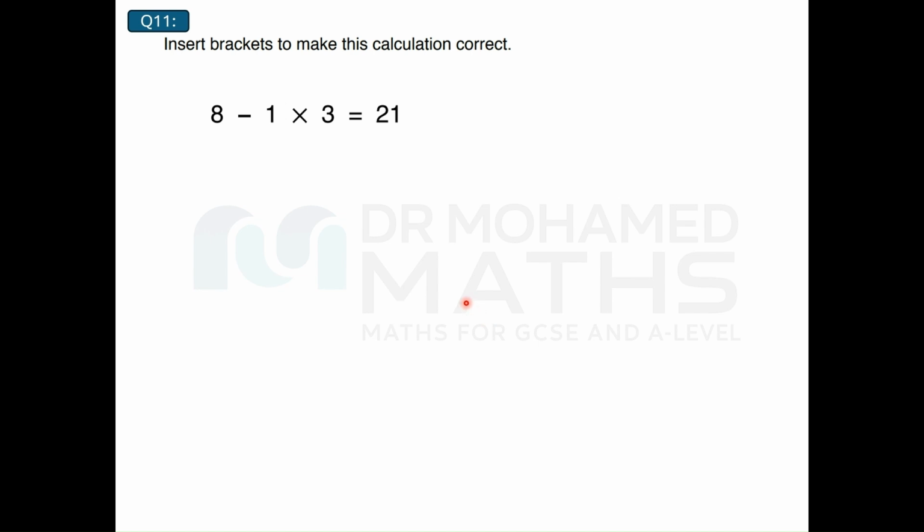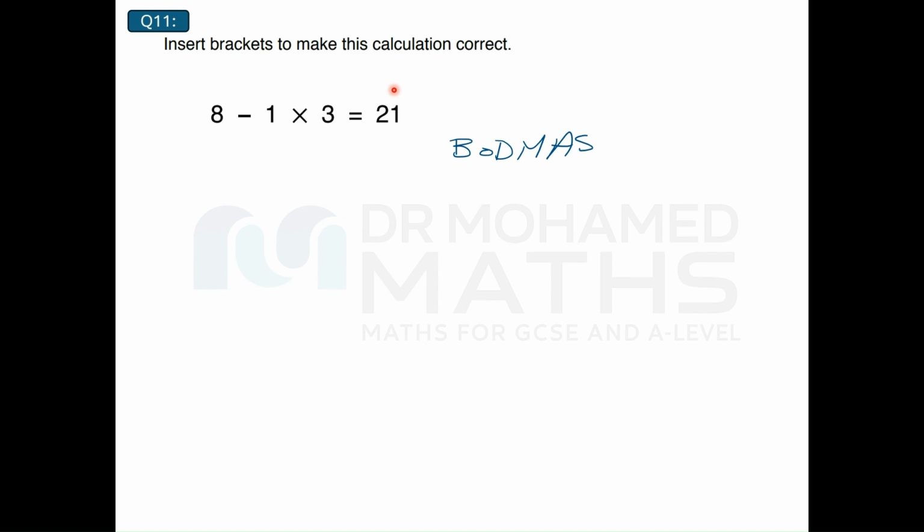Then to jump to the next question here, it's BIDMAS or BODMAS. Both represent the same thing, it's just different. I and O here stand for others. I here stands for indices, but it's the same approach. Here the question asks you to insert brackets to make this calculation correct. Look at this one here. It's asking you to make this calculation correct. And the answer is 21.